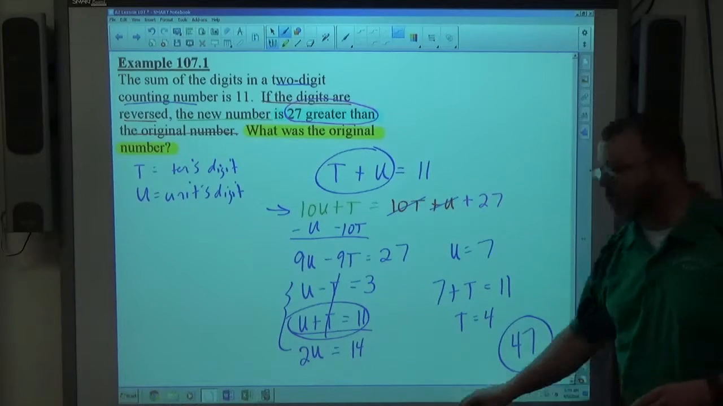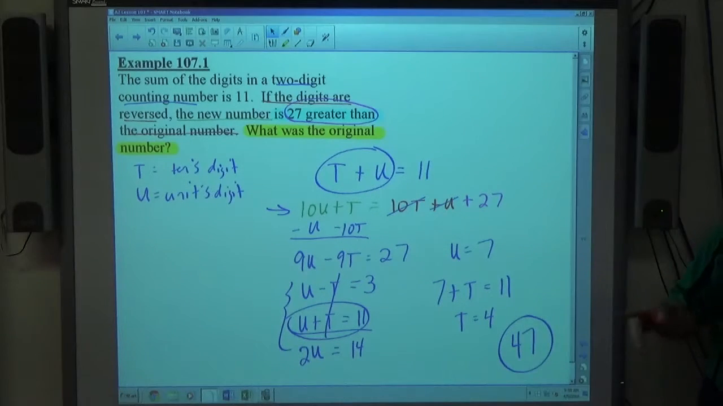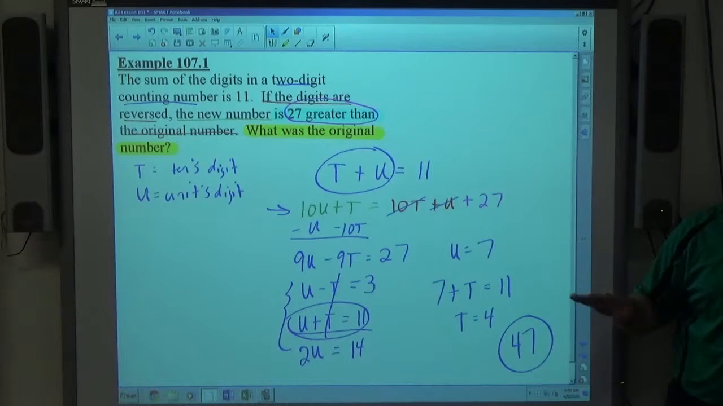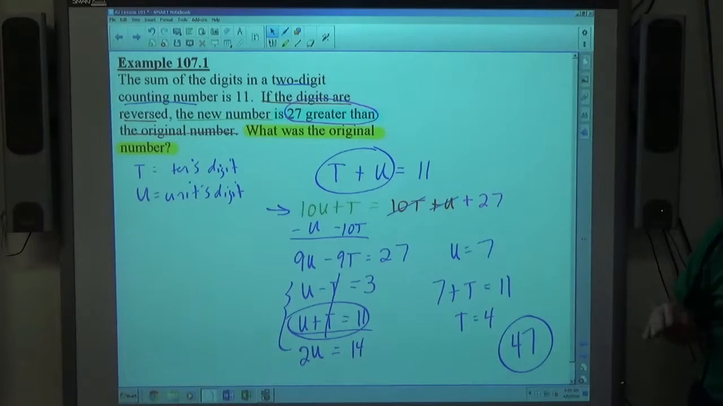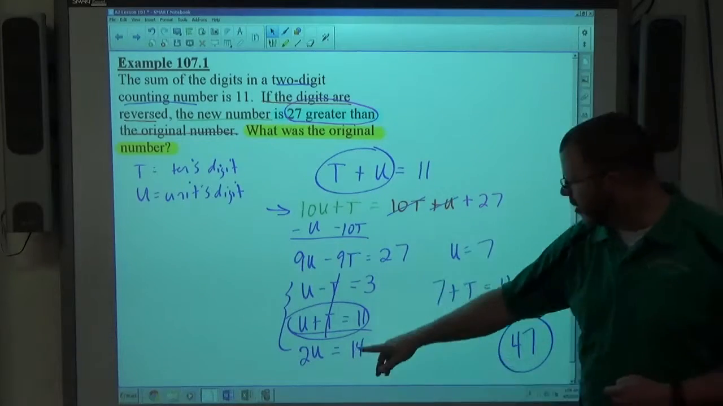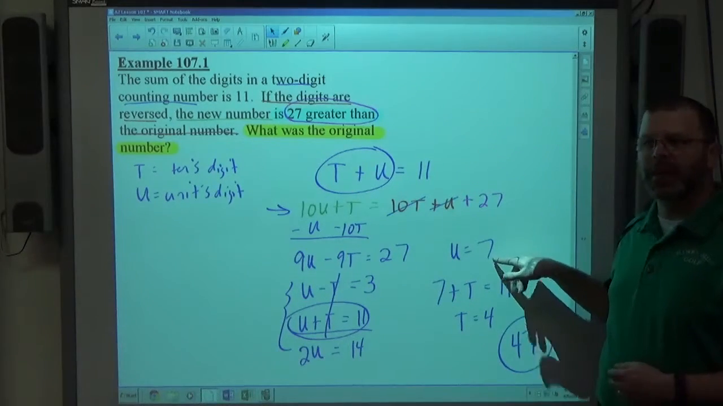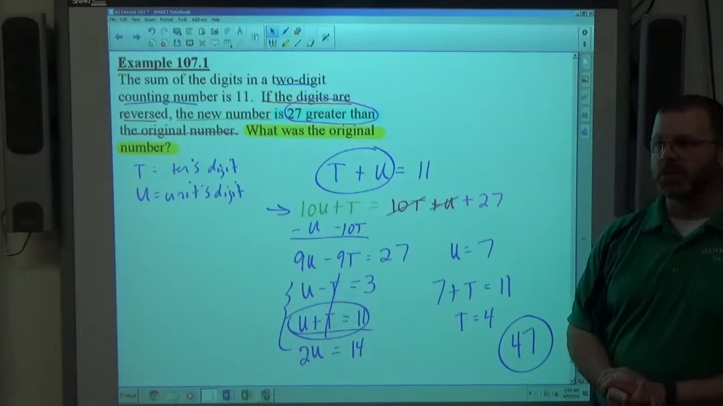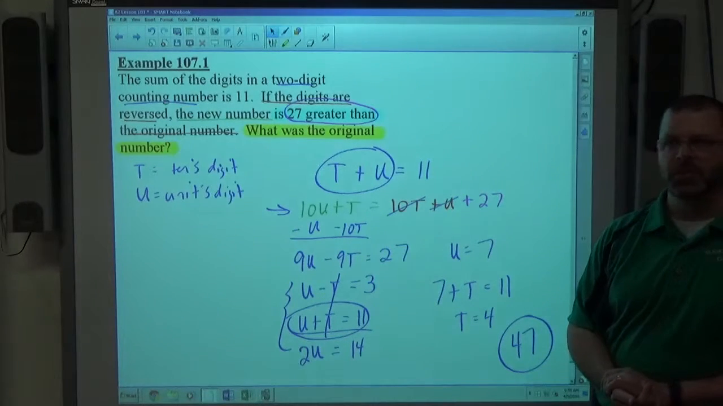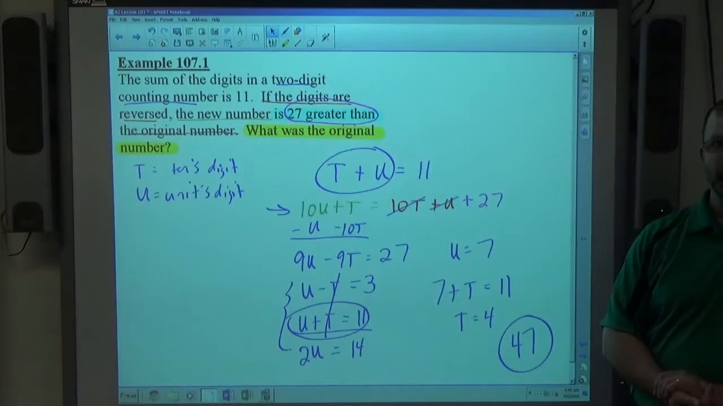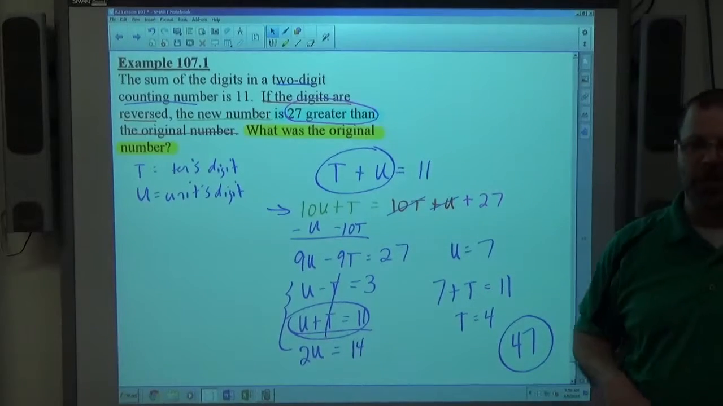Alright, keep in mind we're finding digits every time here, so the answer should be between 0 and 9, no fractions. If you get a negative digit or a digit like 17 or something weird like that, you're not going to be right. So when you get to this point, if it says u equals something between 0 and 9, chances are you got the right answer. If it says u equals 1.72, you did something wrong. u equals -5, you did something wrong. So just keep that in mind as you're doing the problems.